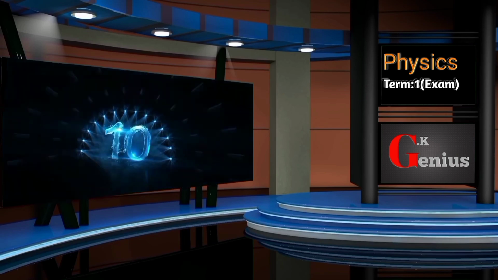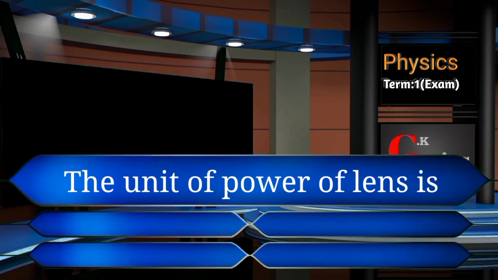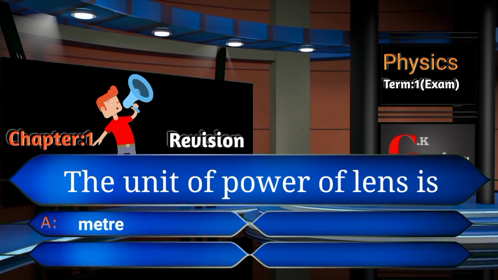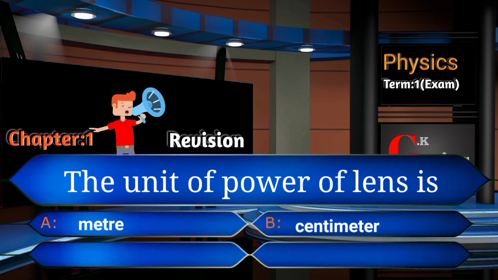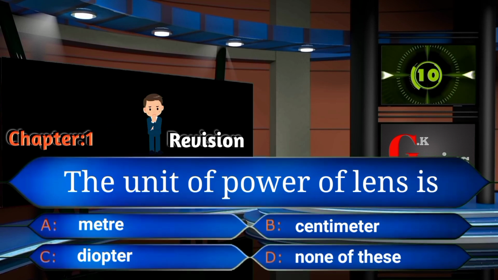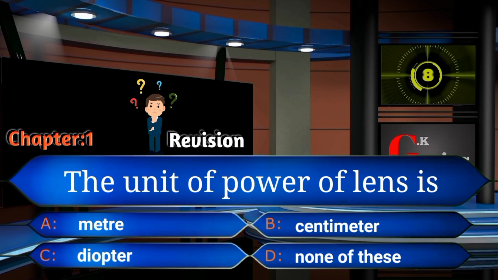10th question. The unit of power of lens is, your option is A meter, B centimeter, C diopter, and D none of these. Time start now. 9, 8, 7, 6, 5, 4, 3, 2. Right answer is C, diopter.